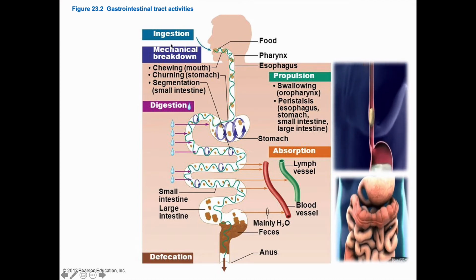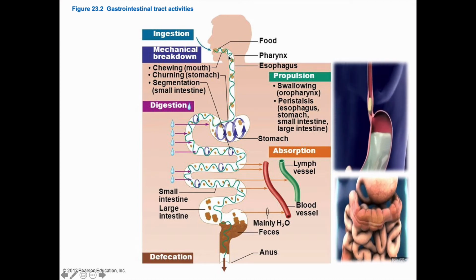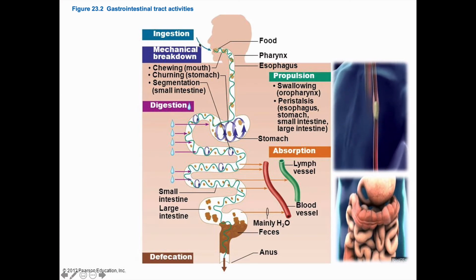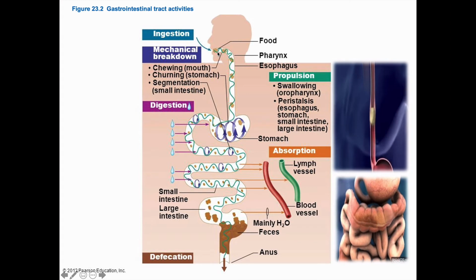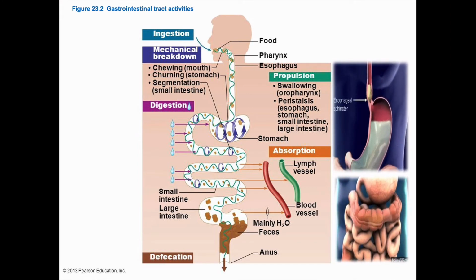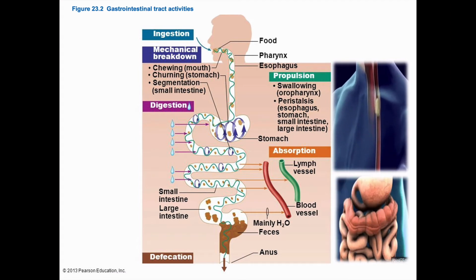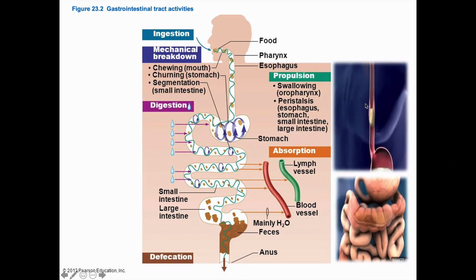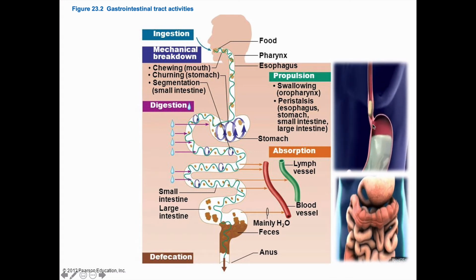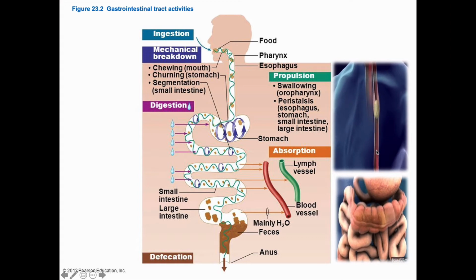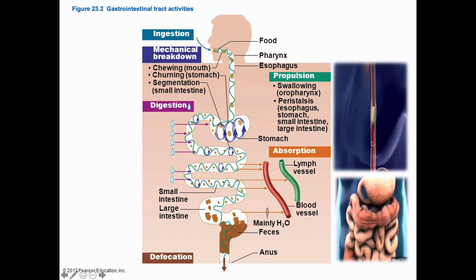It shows you are ingesting the food and it is chewed. Mechanical breakdown: you have to chew the food and make it like a paste. Once you chew the food, mix it with saliva and swallow it, that is called a bolus. This is the bolus that is coming to the stomach. We call this a bolus.